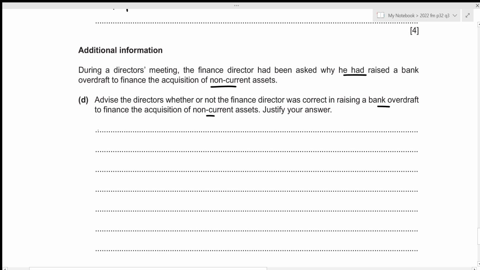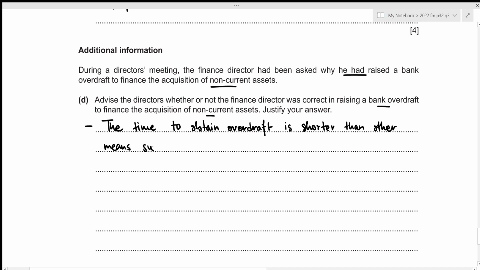So instead of taking out a bank loan or any sort of debentures, the finance director went with bank overdraft. So this could be the case because the time to obtain the bank overdraft is shorter than other means such as the debenture or issue of shares. Let's write it down. The time to obtain overdraft is shorter than other means such as debentures or issue of shares.